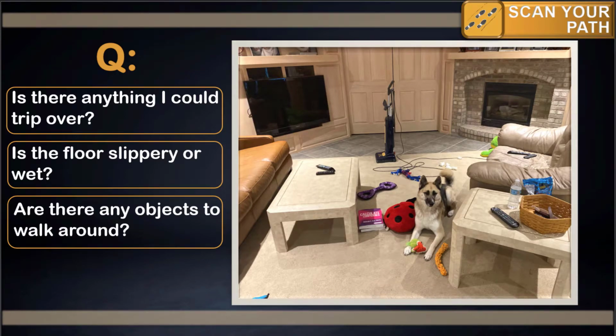Scanning your path means looking at the walkway from where you are now to where you want to go, or the destination where you want to end up, such as when you're in the living room and you want to go to the kitchen to get a sandwich or something.